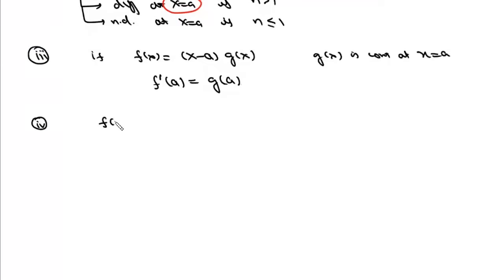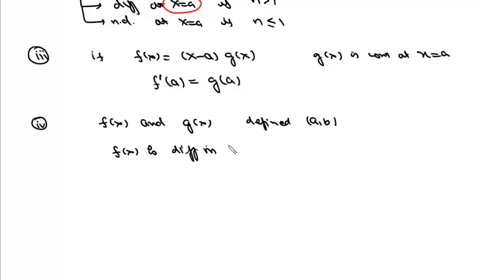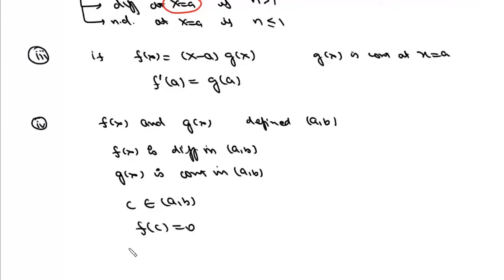Another result is, suppose we have two functions f(x) and g(x) which are defined in the interval a to b such that f(x) is differentiable in this interval and g(x) is continuous in this interval (a, b), and there is a point c in this interval (a, b) such that f(c) is 0, then this product f(x) into g(x) will be differentiable at x equal to c.